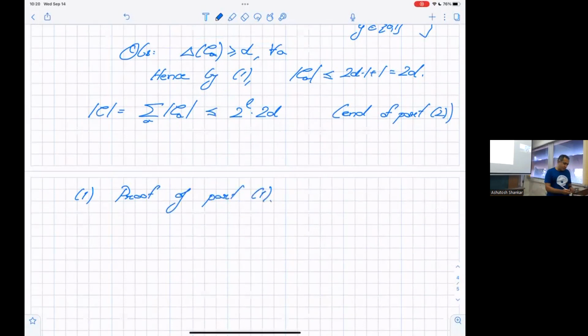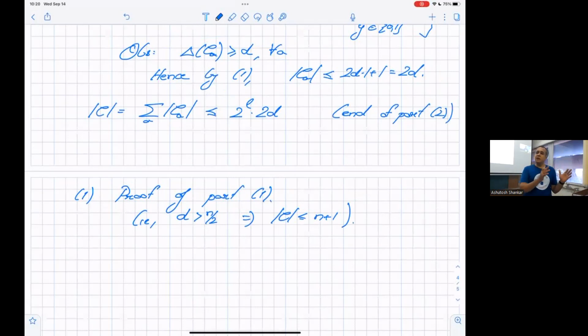Fine. So we need to prove that if D is greater than n by 2, then the size of C is less than or equal to n plus 1. Okay. That's the proof which we show. And this is the first place where, so far we've been using the Hamming metric everywhere. It will be easier to prove this if you had the Euclidean metric on the code.